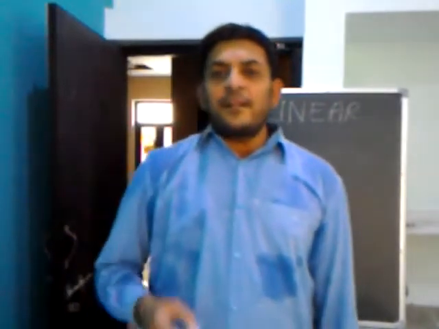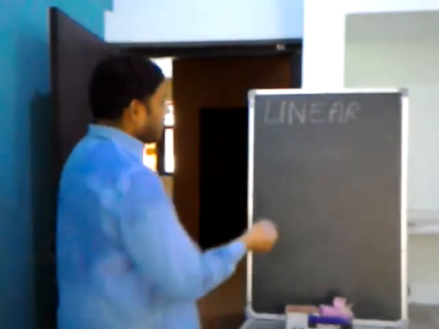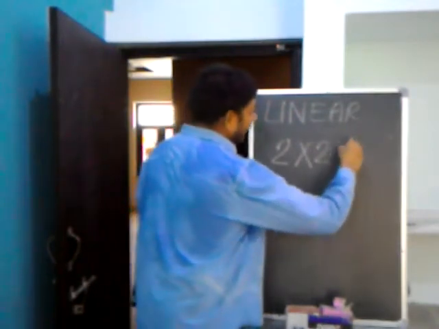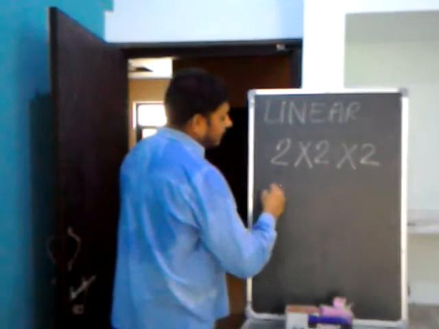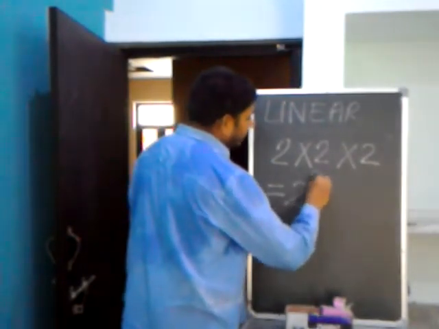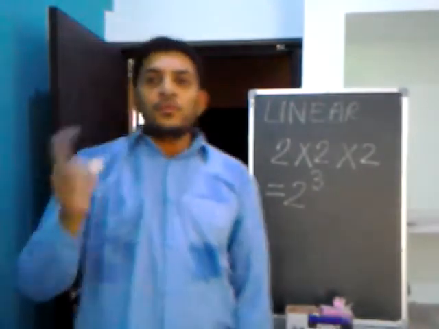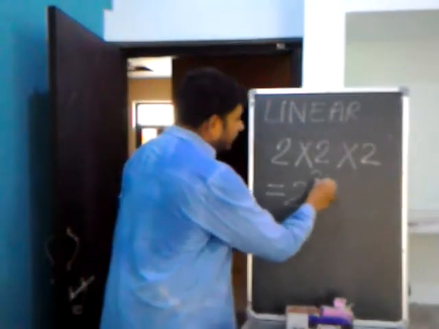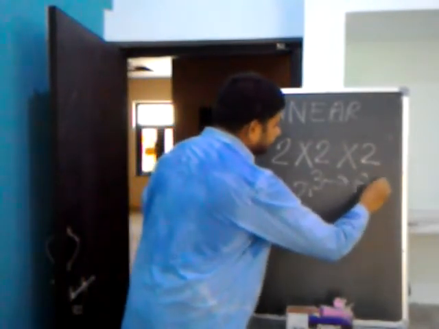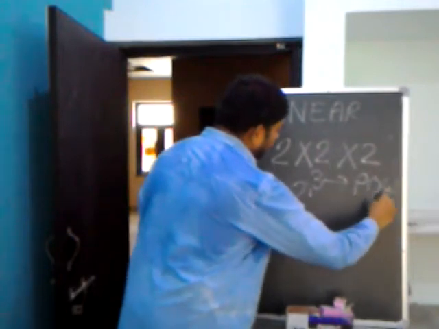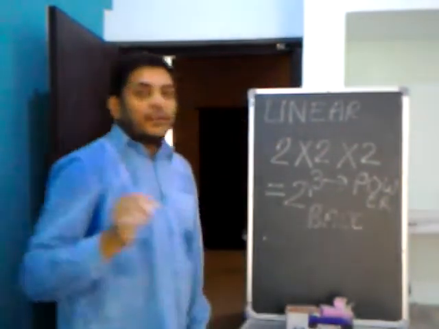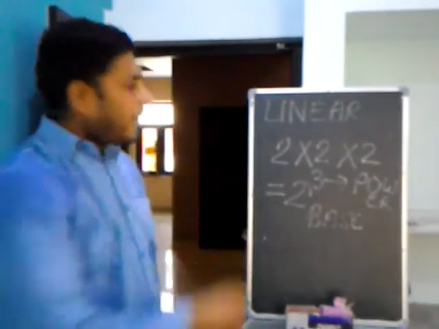We have studied about powers in class 7. For example, 2 into 2 into 2, and we can write it as 2 raised to the power 3. Why this 3? Because 2 is being repeated 3 times, so power 3. This is called power. And this is base. This we have studied in class 7. So this is power, this is base.